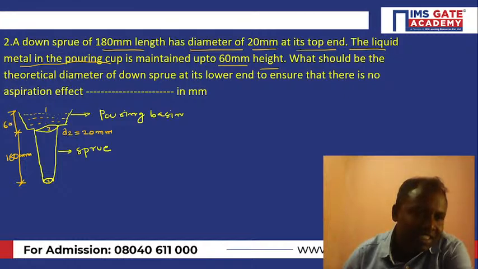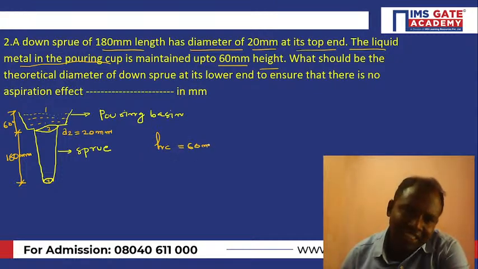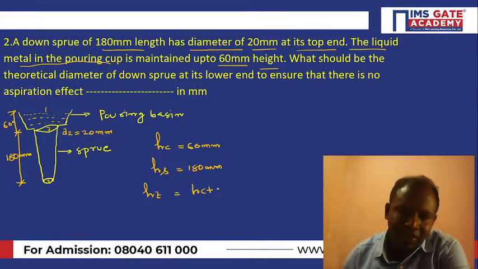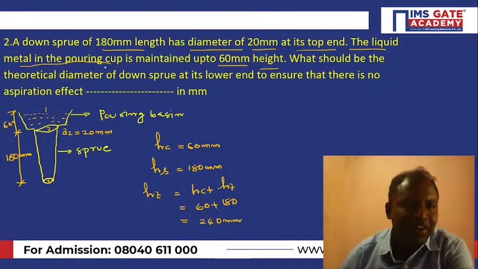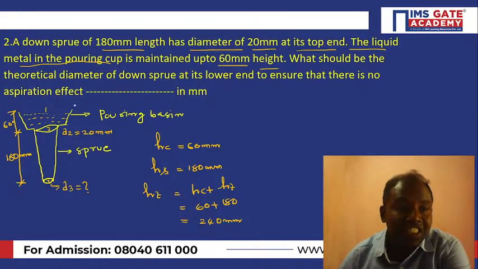Now I'll write it as the height of the pouring cup. HC, the height of the pouring cup, is 60 mm. The height of the sprue is 180 mm. So the total height HT is HC plus the sprue height, 60 plus 180, which gives 240 mm. Clear, guys? Understood? Now what we have to find is the diameter at the d3 end, to avoid the aspiration effect.